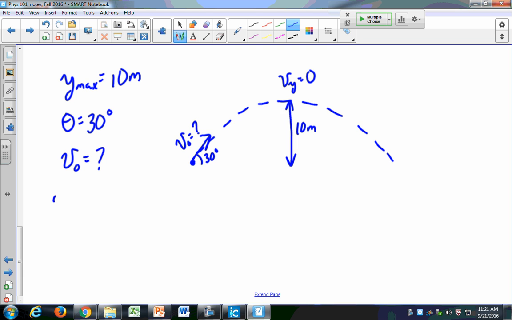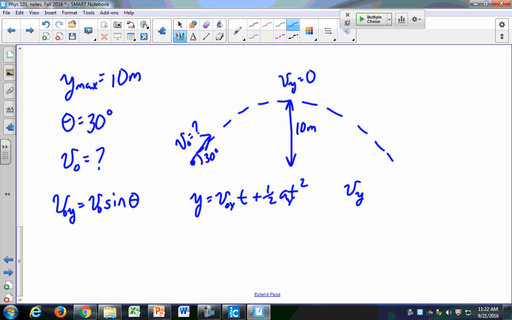I know that Vy is equal to V naught sine theta. Now let's write down our equations. We're just going to be using the y equations here. So I'd say y equals V naught y times t plus 1/2 a_y t squared. And then I also know that Vy equals V naught y plus a_y times t.